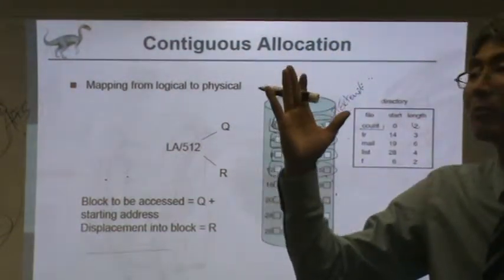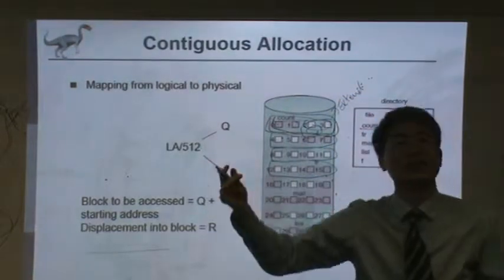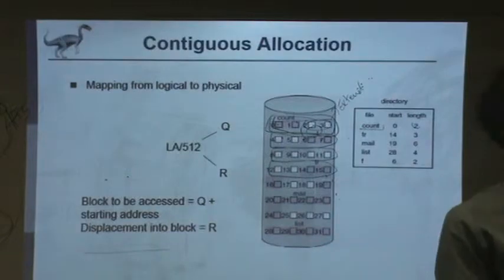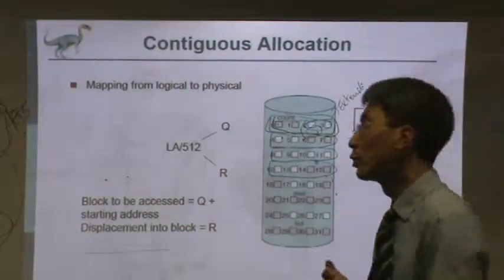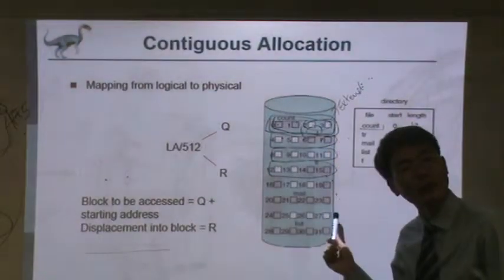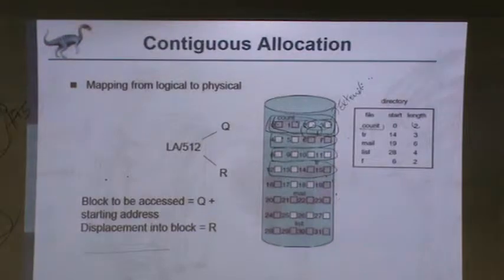It's not the I/O unit, but it's a logical unit, a group of blocks, that is called an extent. Databases use such extents. An operating system also uses such extents. Even though it has a little bit of internal fragmentation, we can avoid the huge external fragmentation.